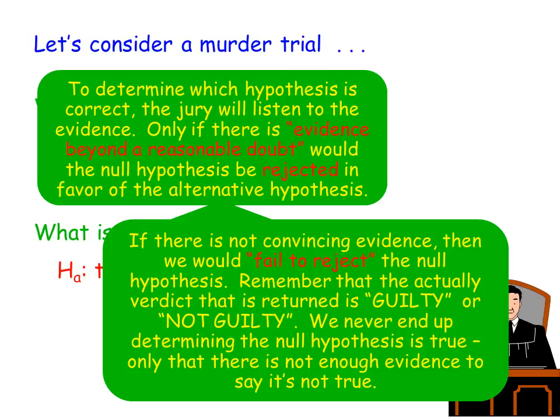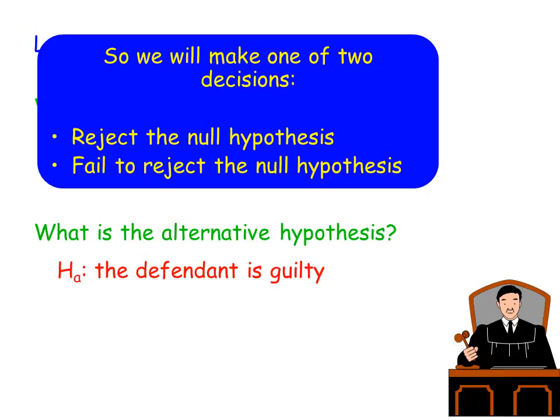Remember that the actual verdict that is returned is guilty or not guilty. We never end up determining the null hypothesis is true. So we never determine that someone is innocent. We determine whether they are guilty or not guilty. And this only happens if there's not enough evidence to say it's not true. So we will make one of two decisions. We will reject the null hypothesis, which means that the defendant is guilty, or we're going to fail to reject the null hypothesis, which means that the defendant is found not guilty.